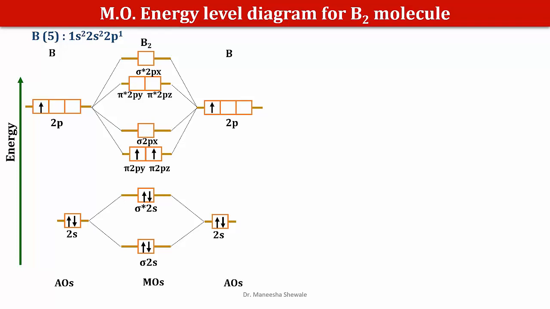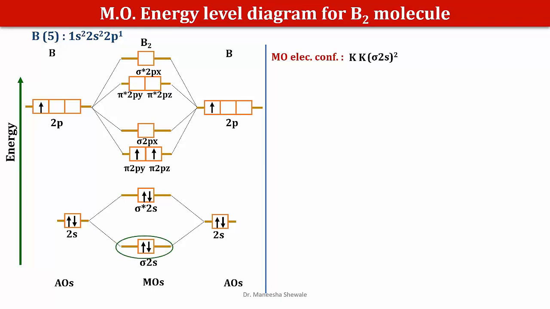So one electron enters the pi 2py and second electron will enter the pi 2pz. So here we have to follow the Hund's rule. The electrons will be first filled with parallel spin and then the pairing will start. We can now write down the electronic configuration. So it is KK sigma 2s2, sigma star 2s2, pi 2py1 and pi 2pz1.